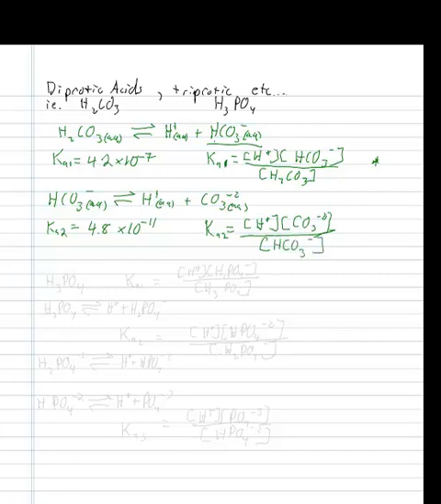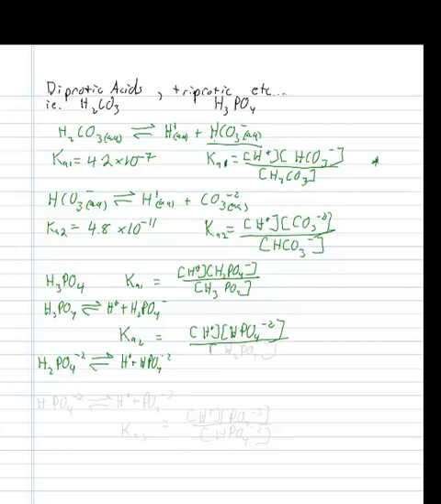So triprotics are also similar. Something like H3PO4, our Ka1 is equal to our first dissociation equation. This breaks down into H plus and H2PO4 negative. So our Ka is H plus times H2PO4 negative, all over the concentration of H3PO4. Our Ka2 is going to be our second proton leaving, and that is H2PO4 negative dissociating to form H plus and HPO4 negative 2. So we get our Ka value here, H plus times HPO4 negative 2 over H2PO4 negative.